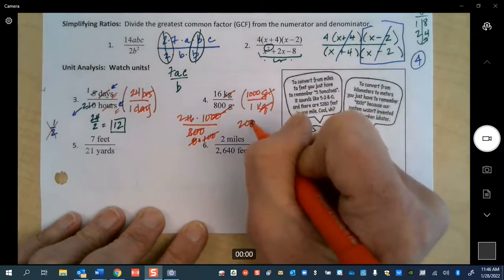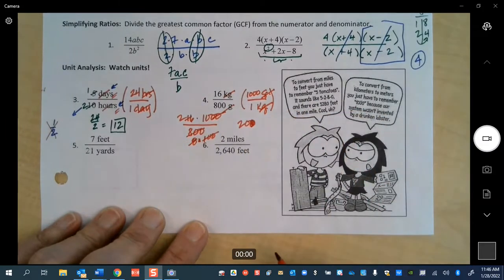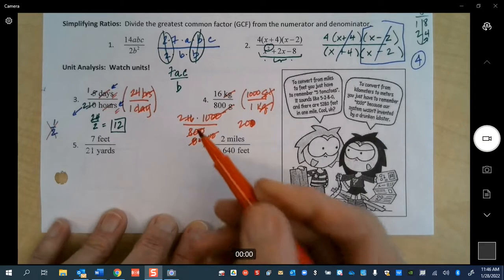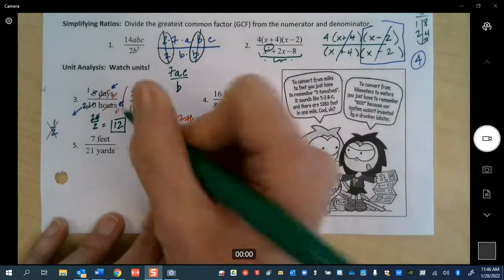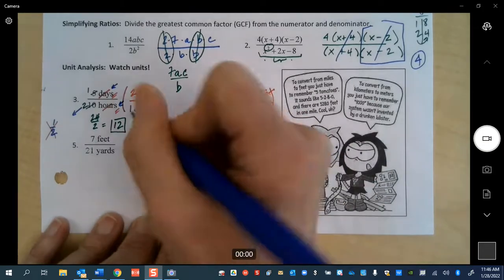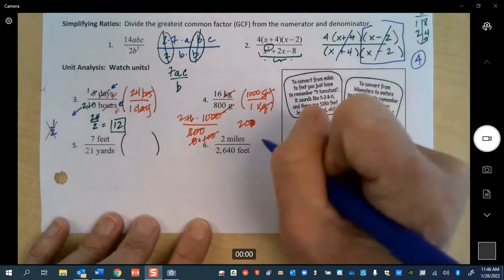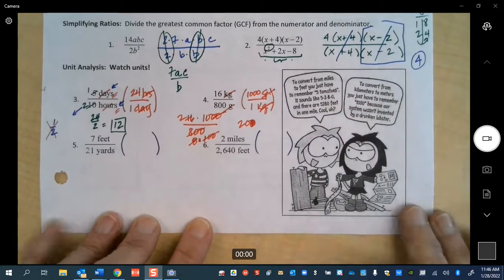So I get a value of not 200, 20. All right, with your group mates, talk about what the conversion factor is for this guy and talk about the conversion factor for this guy. On your mark, set, go.